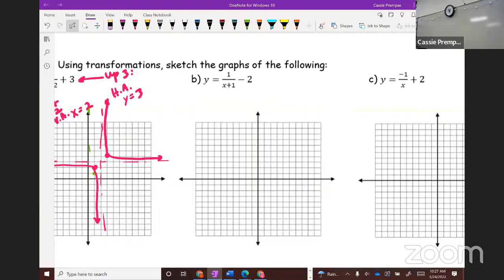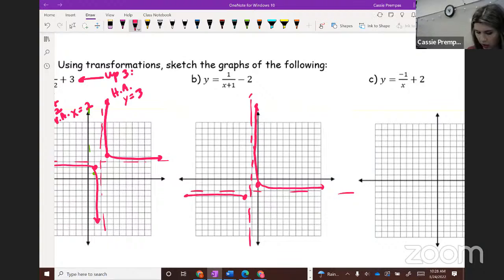All right, guys, I'm seeing really good things. X plus 1 is going to move the graph to the left one, so the VA is going to move to -1. -2 is going to go down 2, so the HA is going to go to -2. And then you have those two kitty corner points. The graph will be shaped like this, and it will be shaped like this. Some people even went on to letter C.